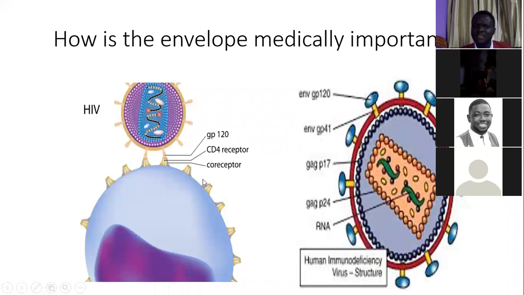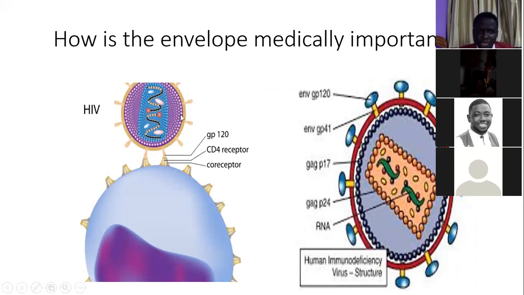Now, how is the envelope medically important? Why do we even need to know something about the envelope? Why would some viruses obtain envelopes from their host cell? We are taking this as HIV, the human immunodeficiency virus, and this is a host cell, a CD4 cell. When you look here, the virus will have to attach to the host cell. This is a virus, and it's attaching to the host cell.